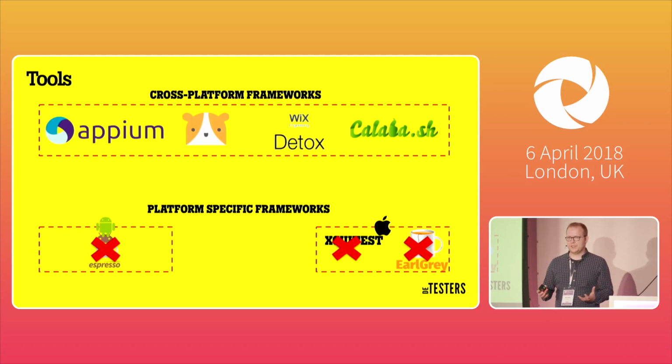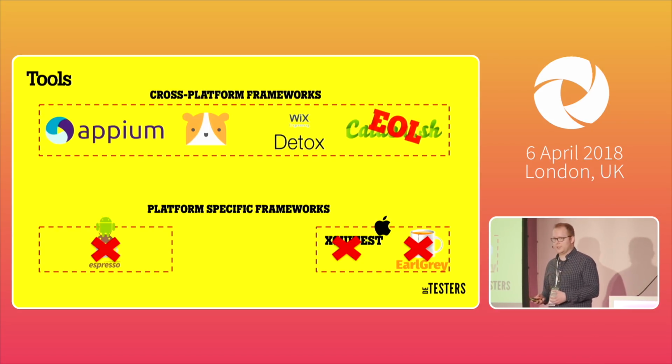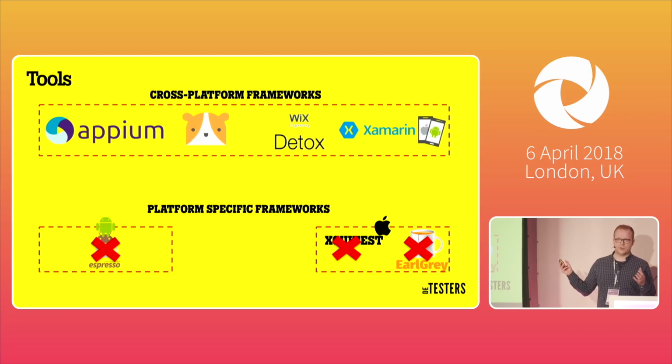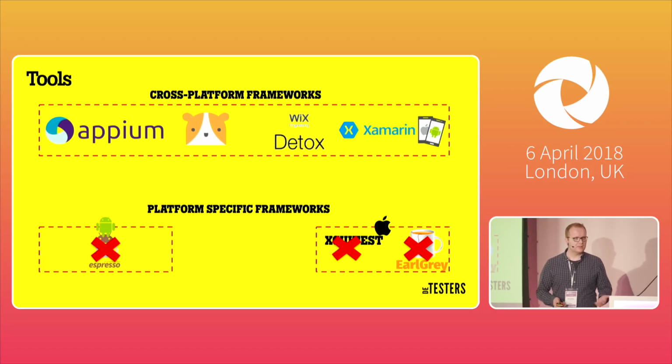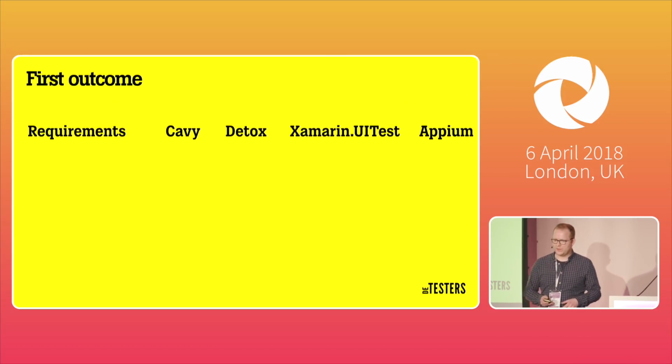Basically, the first investigation we did was only based on documentation, looking at webinars, that kind of stuff. If you look at this list, you see Calabash. It's end of life. We've got Xamarin UI Test for it. So these were the four tools that I used to do an investigation. And as said, based on the documentation, webinars, links, that kind of stuff, we came up with the first outcome.